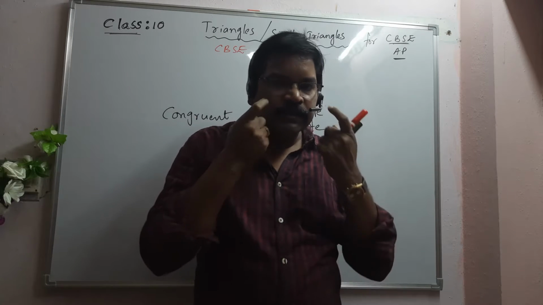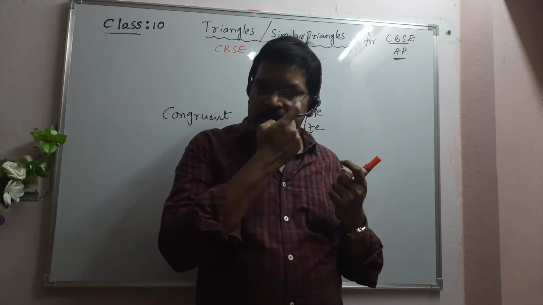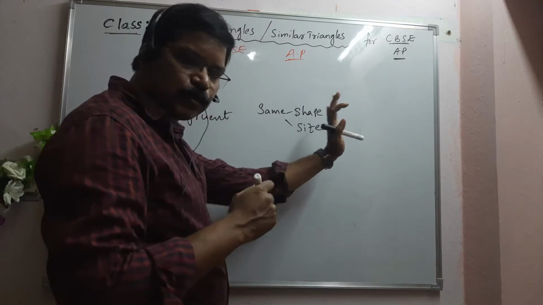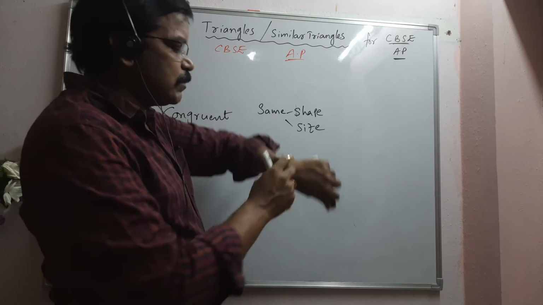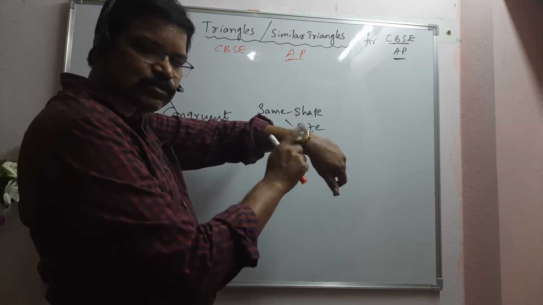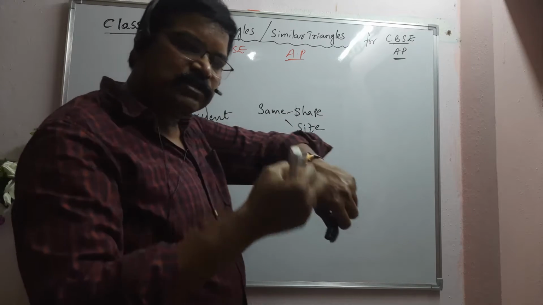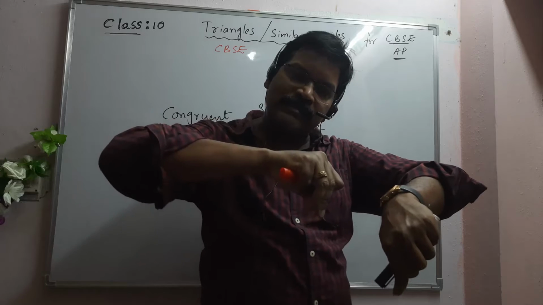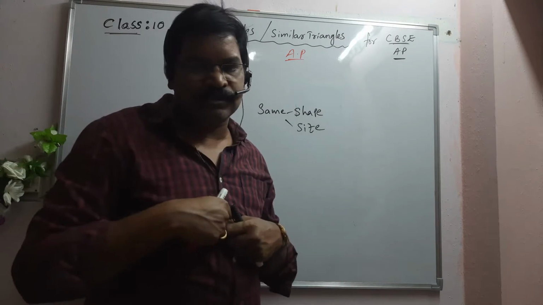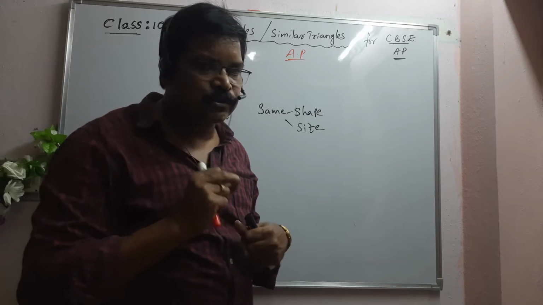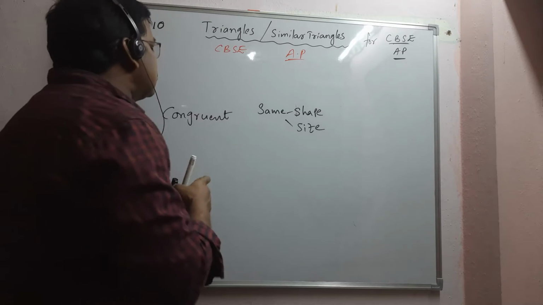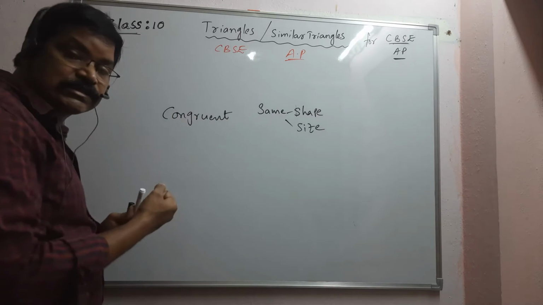Understood, students? Here, two glasses are here and here. They are also congruent. Congruent means same shape and same size. Suppose if I lost my wristwatch glass, then I should replace it with the same shape and same size of glass only. I cannot replace it with your wristwatch glass. Understand, students? Right.